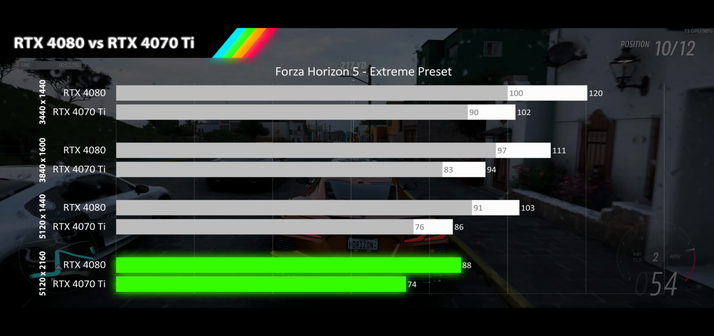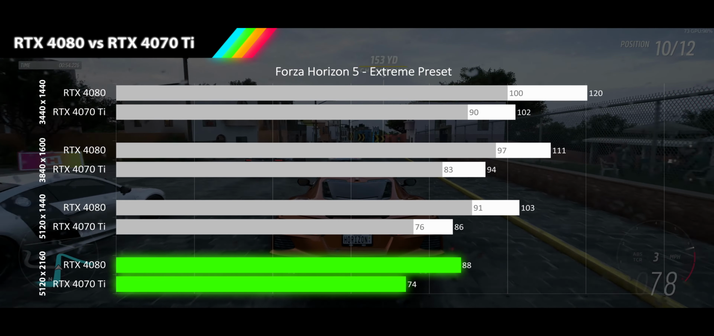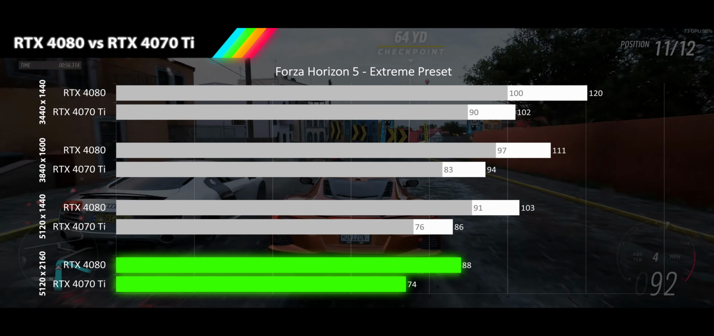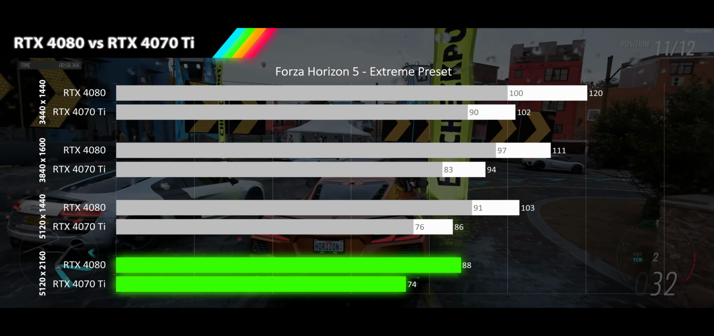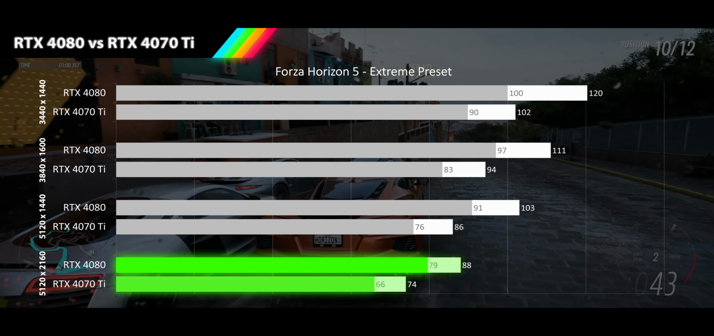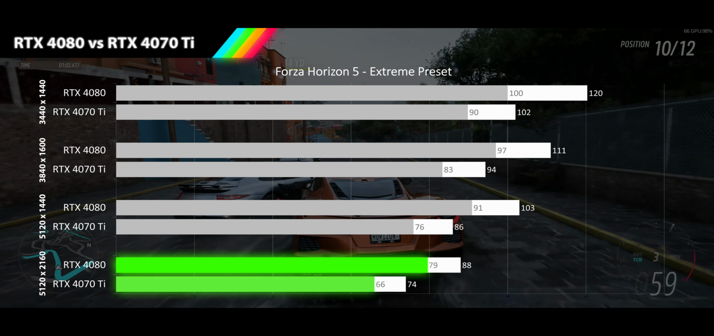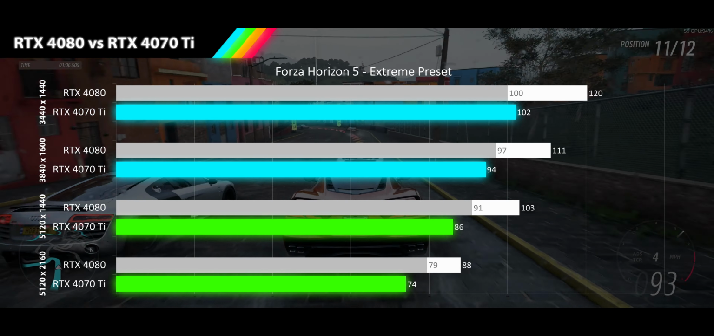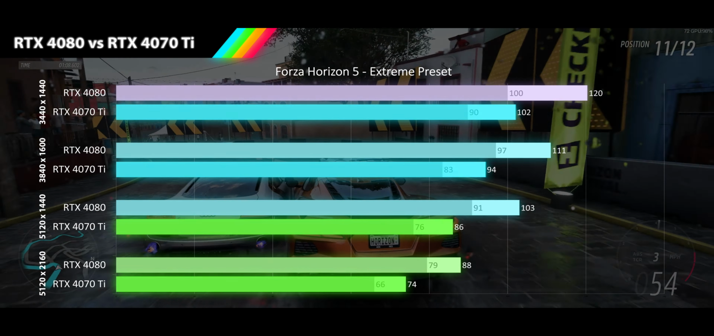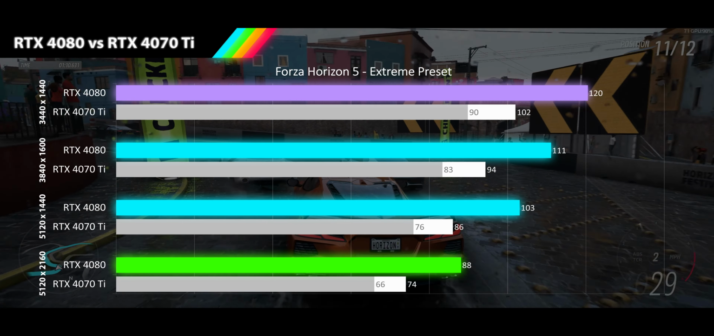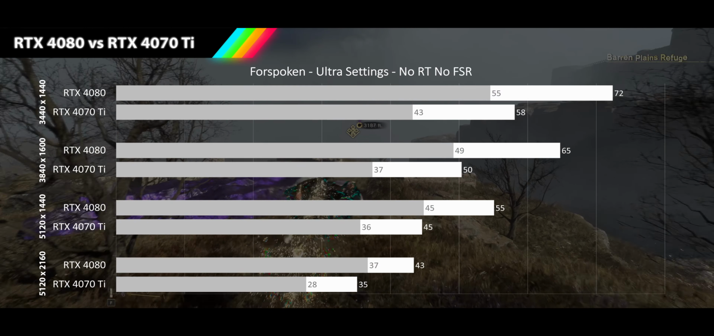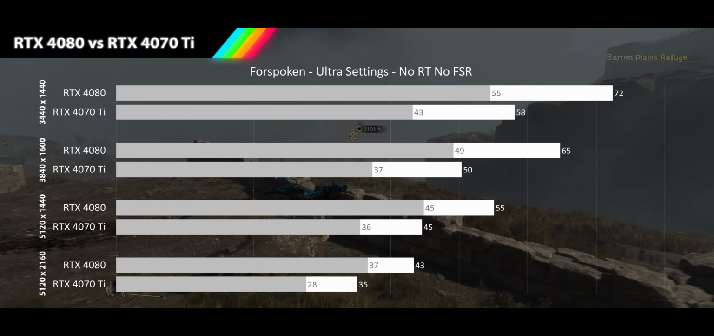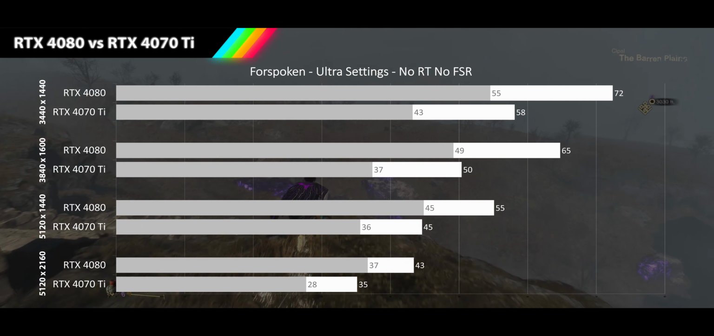And at our 4K ultrawide resolution, we see the 4080 delivering 88 FPS, 19% faster than the 74 FPS of the 4070 Ti. And we see the 4080 lead in the 1% low by another 20%. The RTX 4070 Ti puts in a strong showing at every resolution, relegating the 4080 to just a nice to have. The new action RPG Forspoken is up next, being played on its ultra setting with ray tracing and FSR turned off.